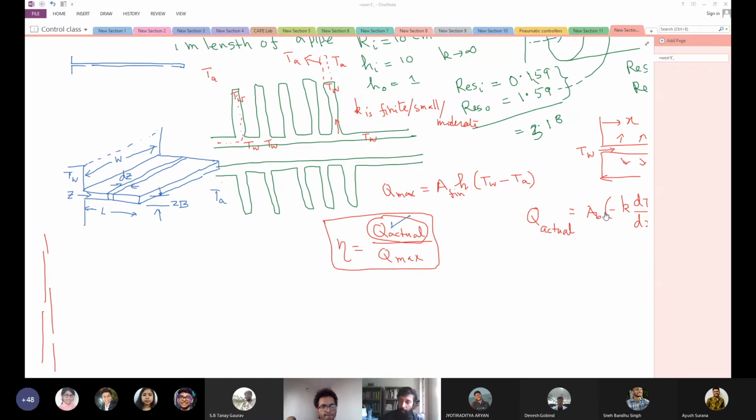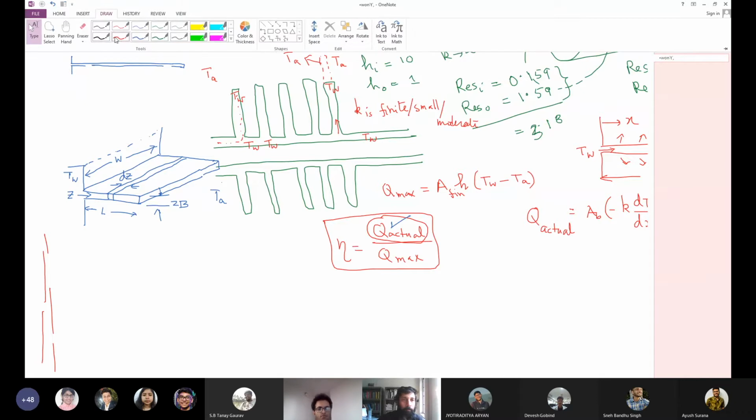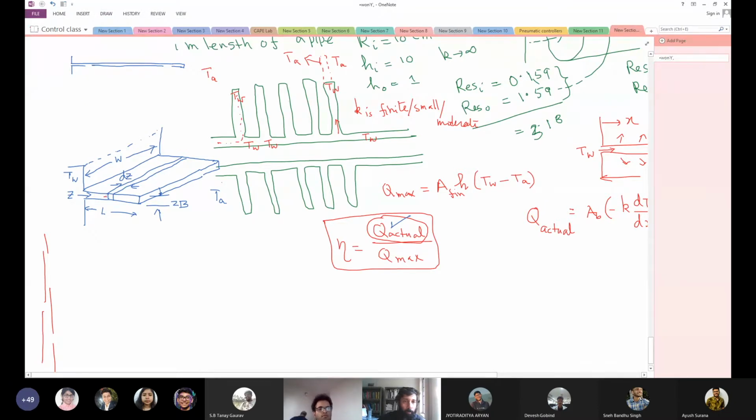So you can see my drawing, no? Yes, sir. So first let me draw this boundary. This boundary I'm marking by red. Heat enters by conduction. So let me draw this small differential volume dz. And this is 2b and this is w.